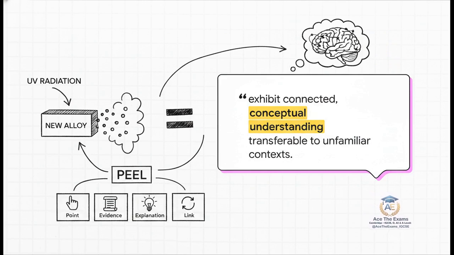When examiners throw a completely unfamiliar context at you, like, say, a theoretical new metallic alloy being bombarded by ultraviolet radiation in a total vacuum, you can't rely on rote memorization. You have to connect the core conceptual understanding of photon energy to the work function of that specific new material. It's all about adapting your knowledge dynamically.